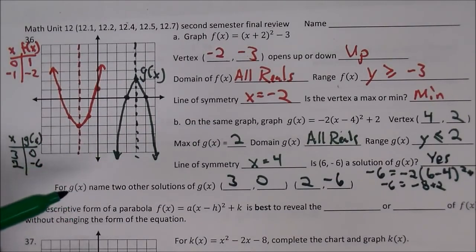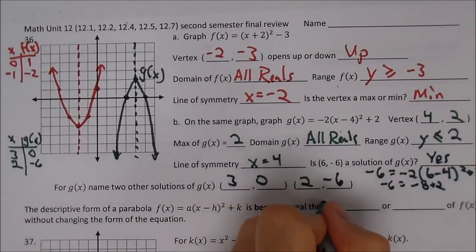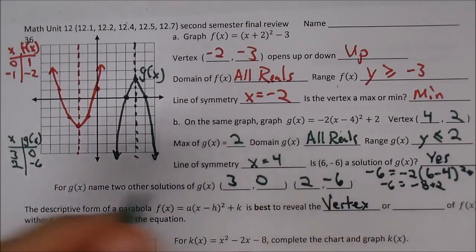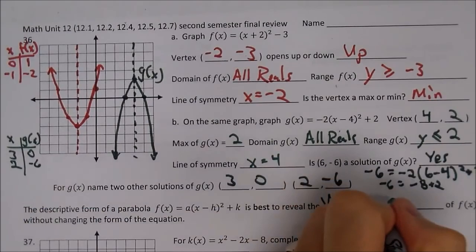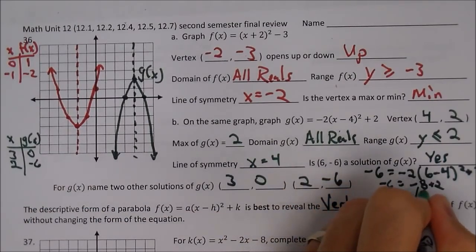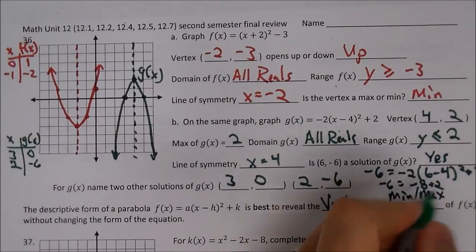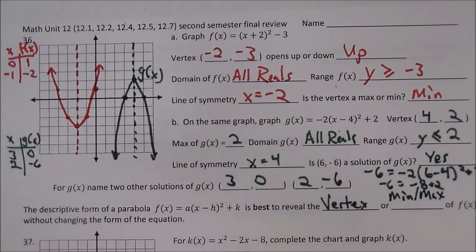Now the descriptive form of this parabola in this form is best to determine the vertex, which we kind of already mentioned. It's also good for the min and max, the direction, the range. I'm not really sure how much more they want, but really that vertex is the big one we get from it.